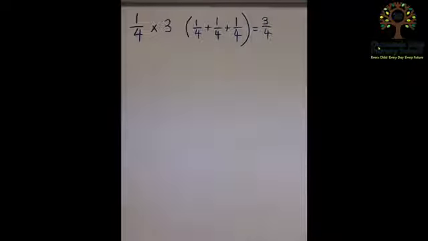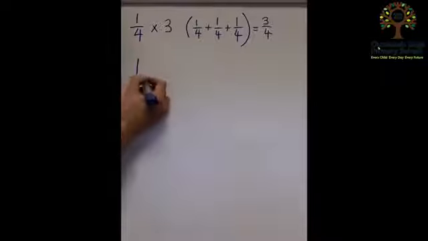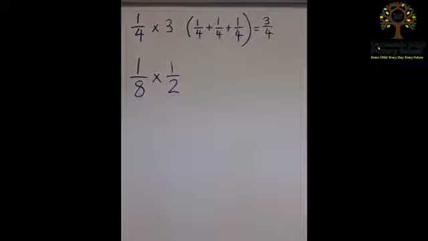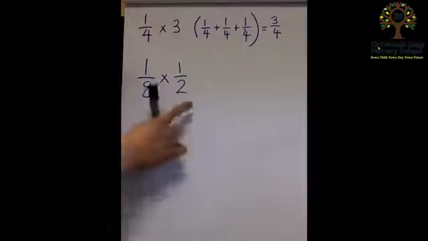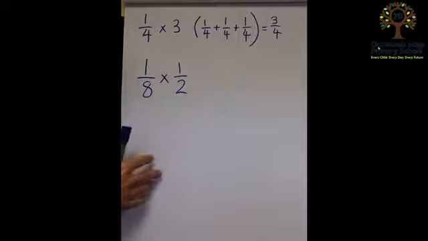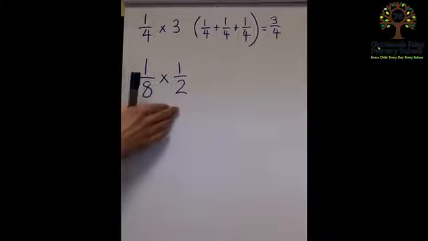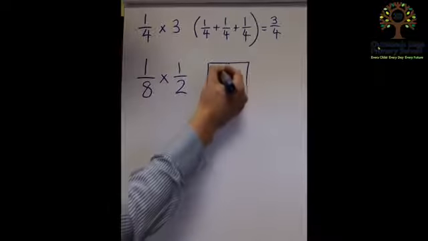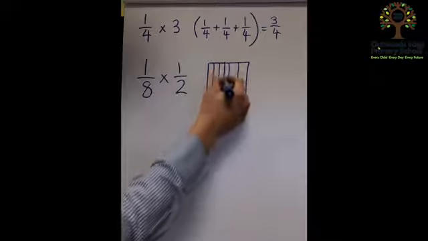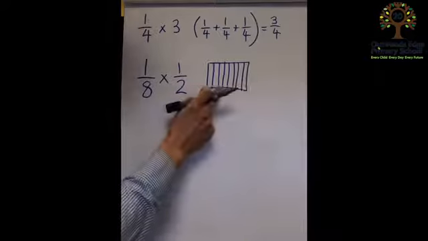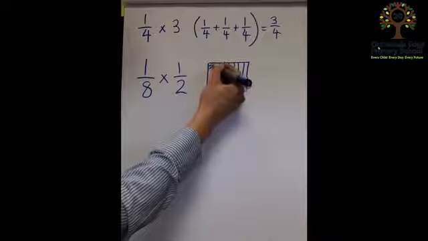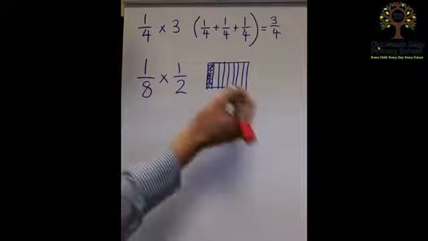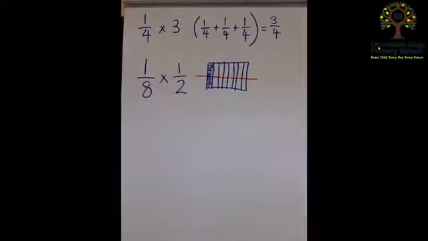The next one, at first glance, looks a lot more challenging. We've got 1/8 multiplied by 1/2. Okay, now this is a bit confusing, this one, because actually fractions are all about division. So what we're actually doing is finding 1/2 of 1/8. Okay, if I draw you a visual picture to think about that, here's my 1/8. So I've split my rectangle into 8, 1, 2, 3, 4, 5, 6, 7, 8 equal parts, and there's my 1/8.